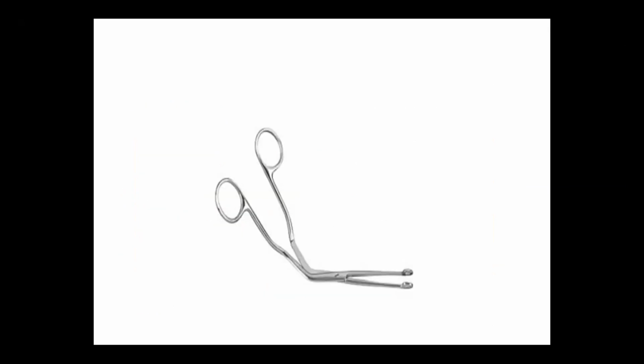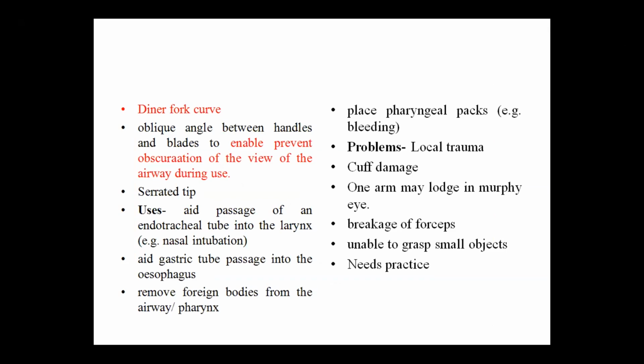The angle between the handles is the oblique angle. Why is there an oblique angle? Because to prevent obscuration of the view of the airway during use, it should not come into the view. If you're using it for packing, or for passing the endotracheal tube into the larynx, the angles were made like that so they should not come into the view. So these are the two important parts, the Dynafor curve and the oblique angle.